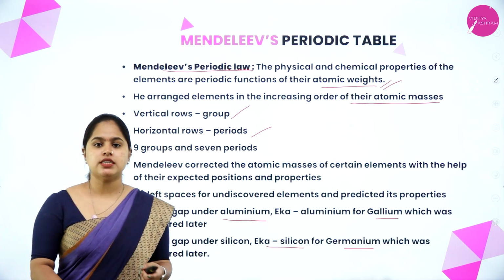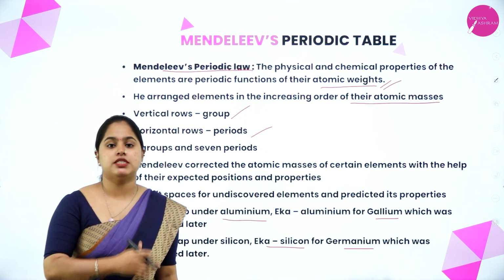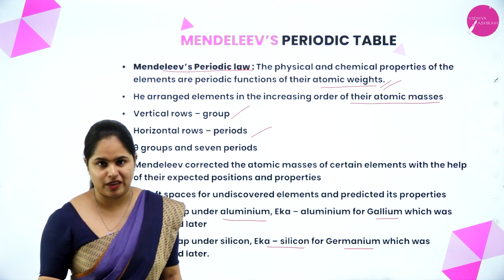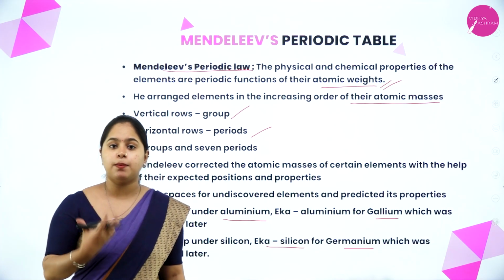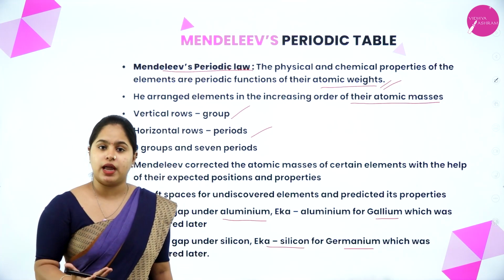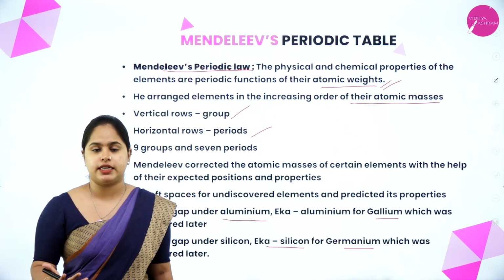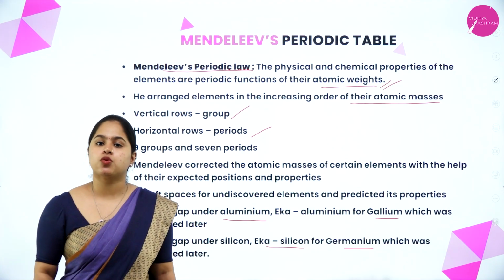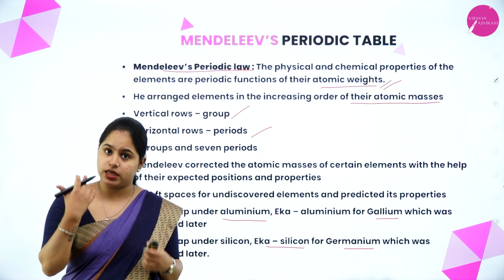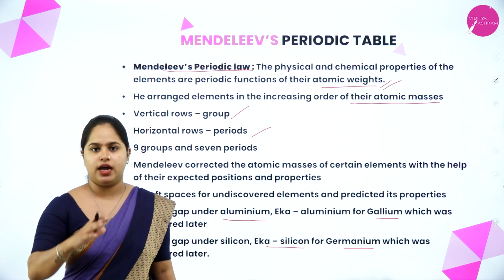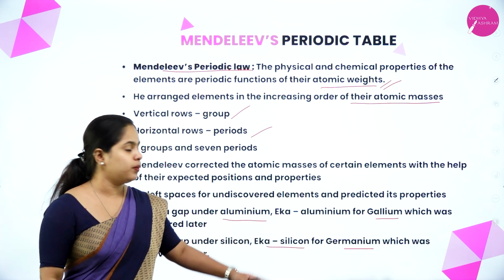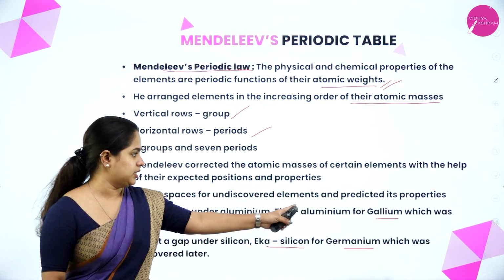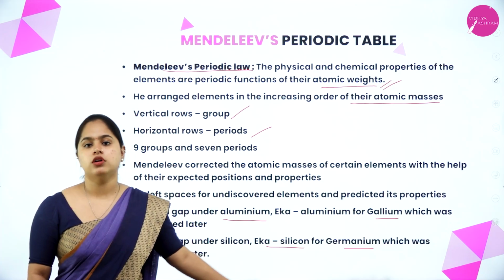That is, first, he was able to arrange elements in the increasing order of their atomic weights, and he was able to predict the properties of the elements which were not discovered at that time. He left some gaps in between so that the elements could be included later, and he predicted the properties beforehand itself. So Eka aluminium was discovered later as gallium, and Eka silicon as germanium.